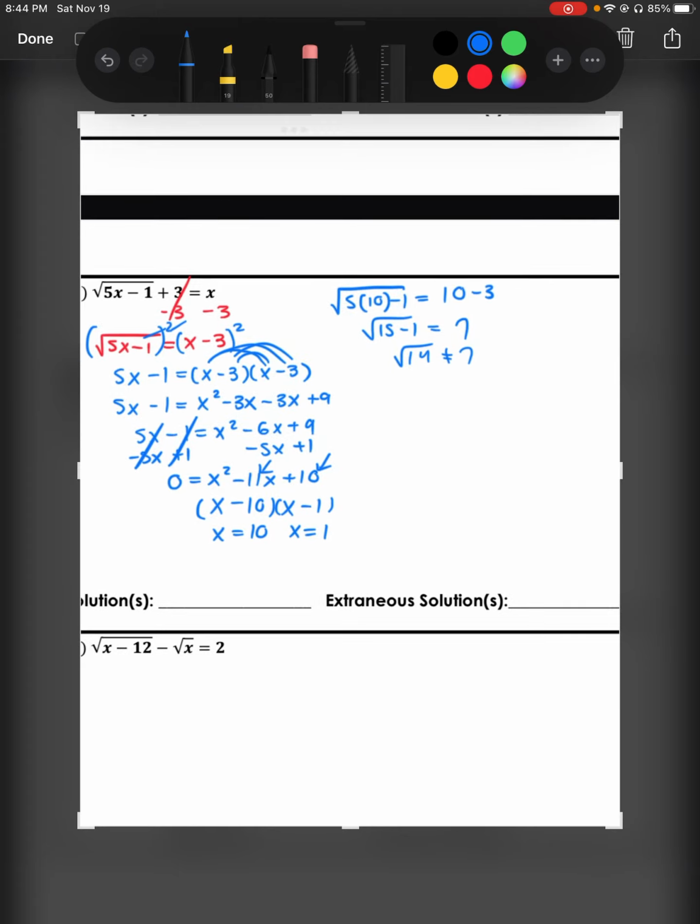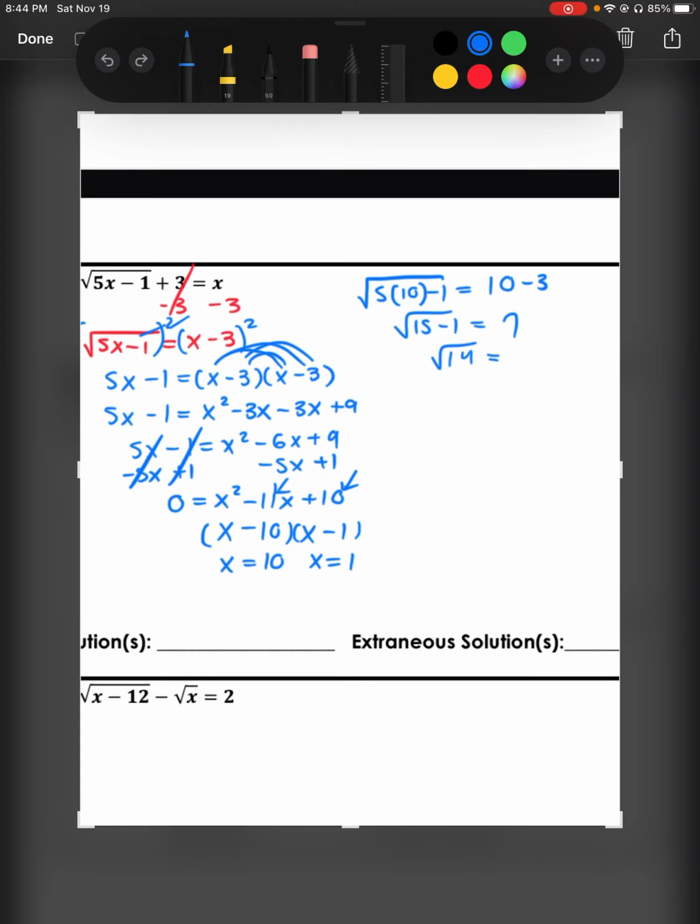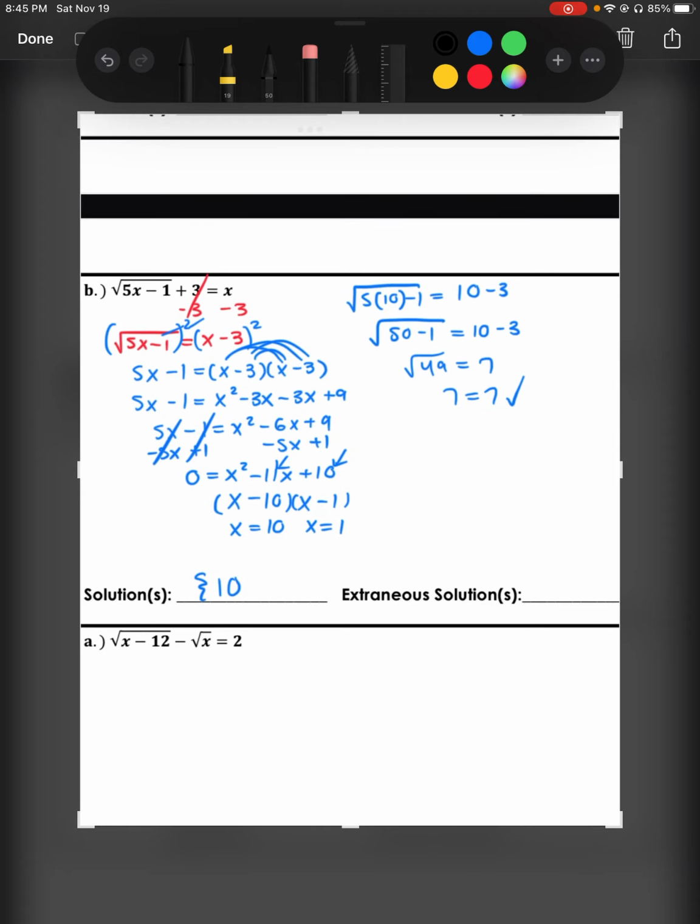Oh, well, that's not 15. That's 50. I was adding. So 50 minus 1 equals, so that would be the square root of 49 is equal to 7. So that is a solution. So we can confirm that 10 is a solution. Now we have to do the same procedure to check for 1.